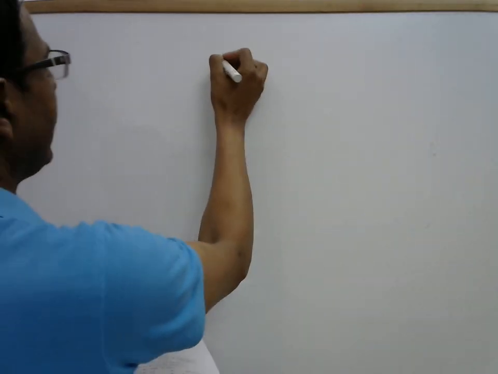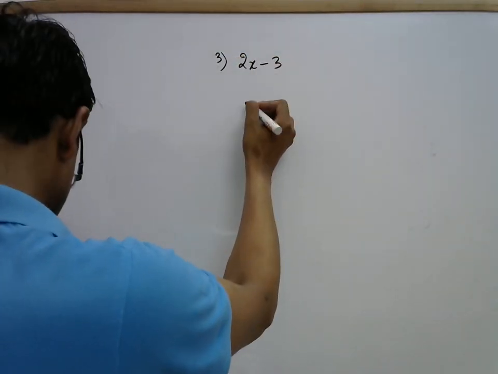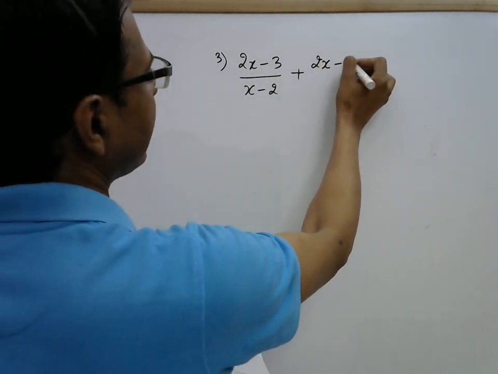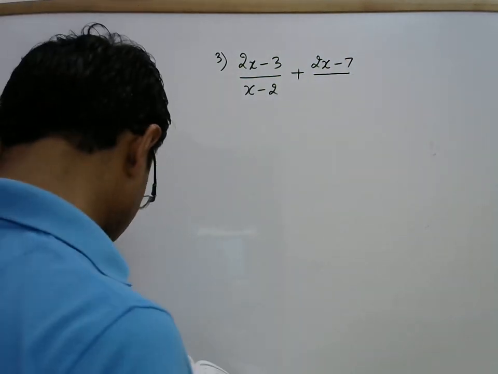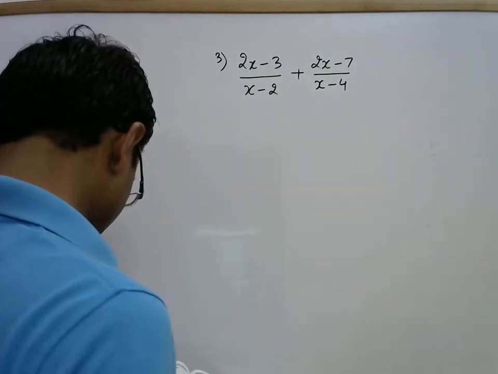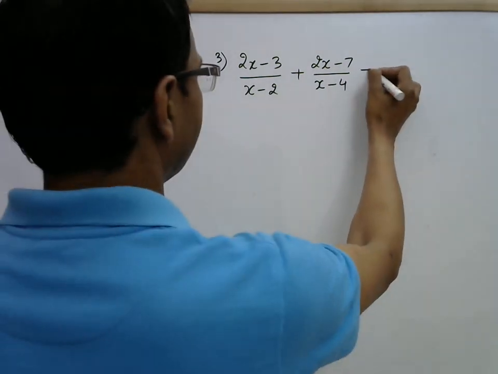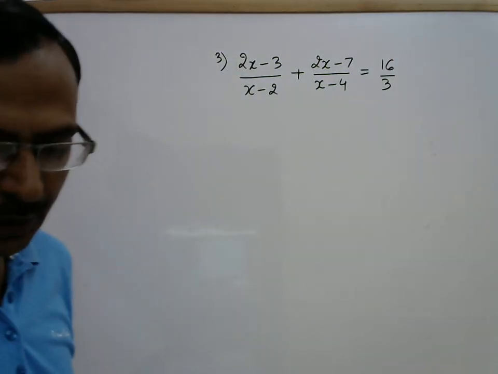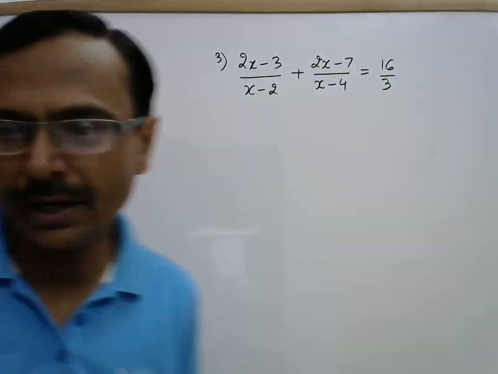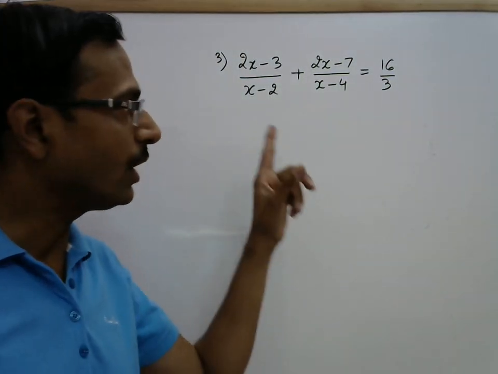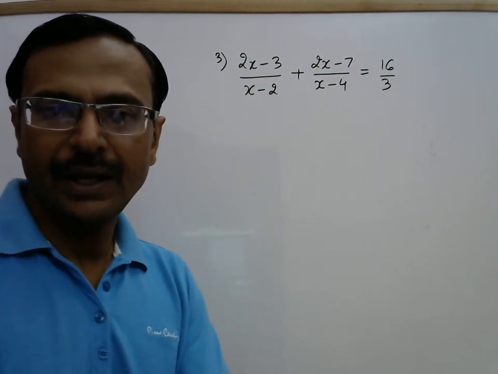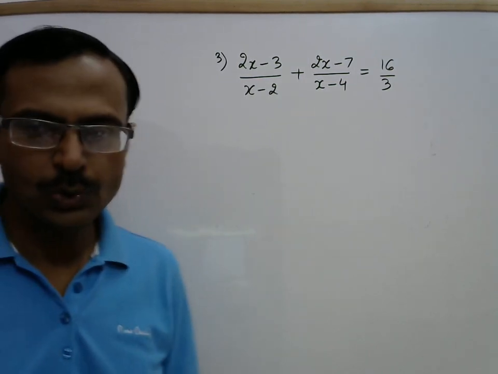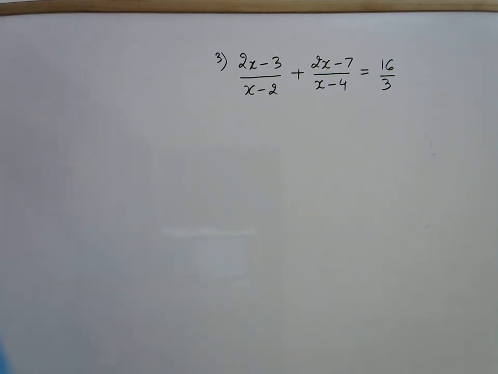This is (2x minus 3) upon (x minus 2) plus (2x minus 7) upon (x minus 4) equal to 16 upon 3. Okay. Now students, kindly follow the same steps and try to form the quadratic equation out of this. Take the LCM and try to form a quadratic equation. Just waiting for you to solve this one. Take the LCM.